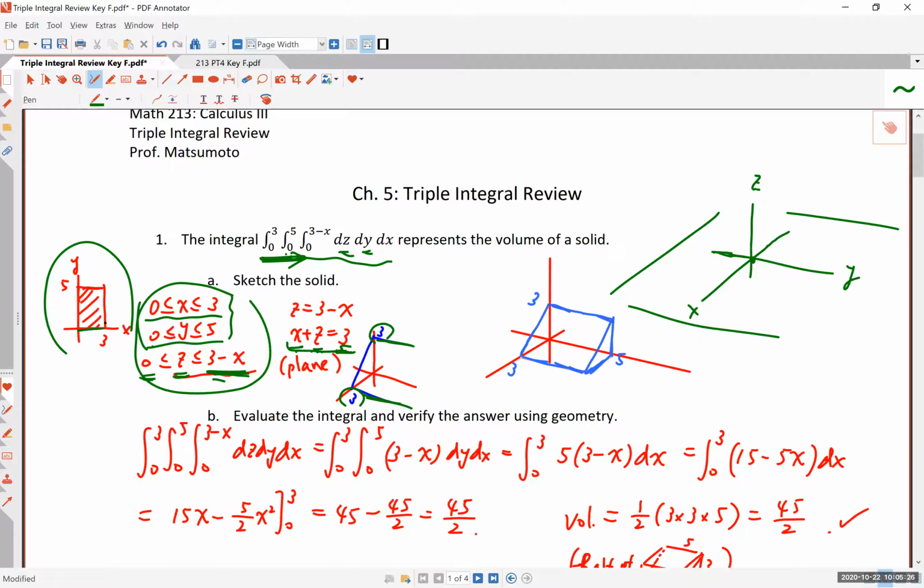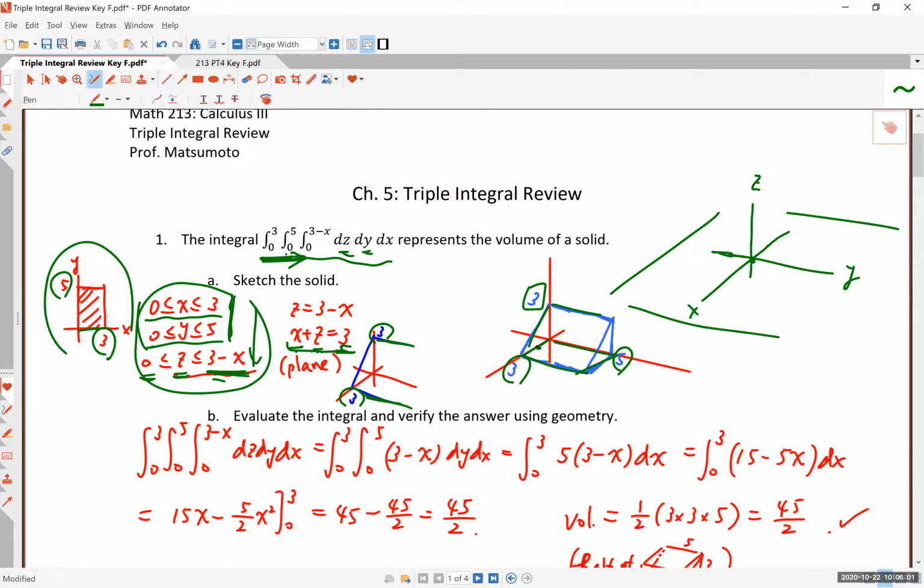X goes from 0 to 3, y goes from 0 to 5, right? So you will be drawing a picture like this here. And then on top of it, you draw the picture of the plane, which is this, okay? And then you realize that y stops at 5, that's this, and x stops at 3, which is this. And then z, of course, stops at 3. So the point is, what this is saying in this order is that first you pick x.